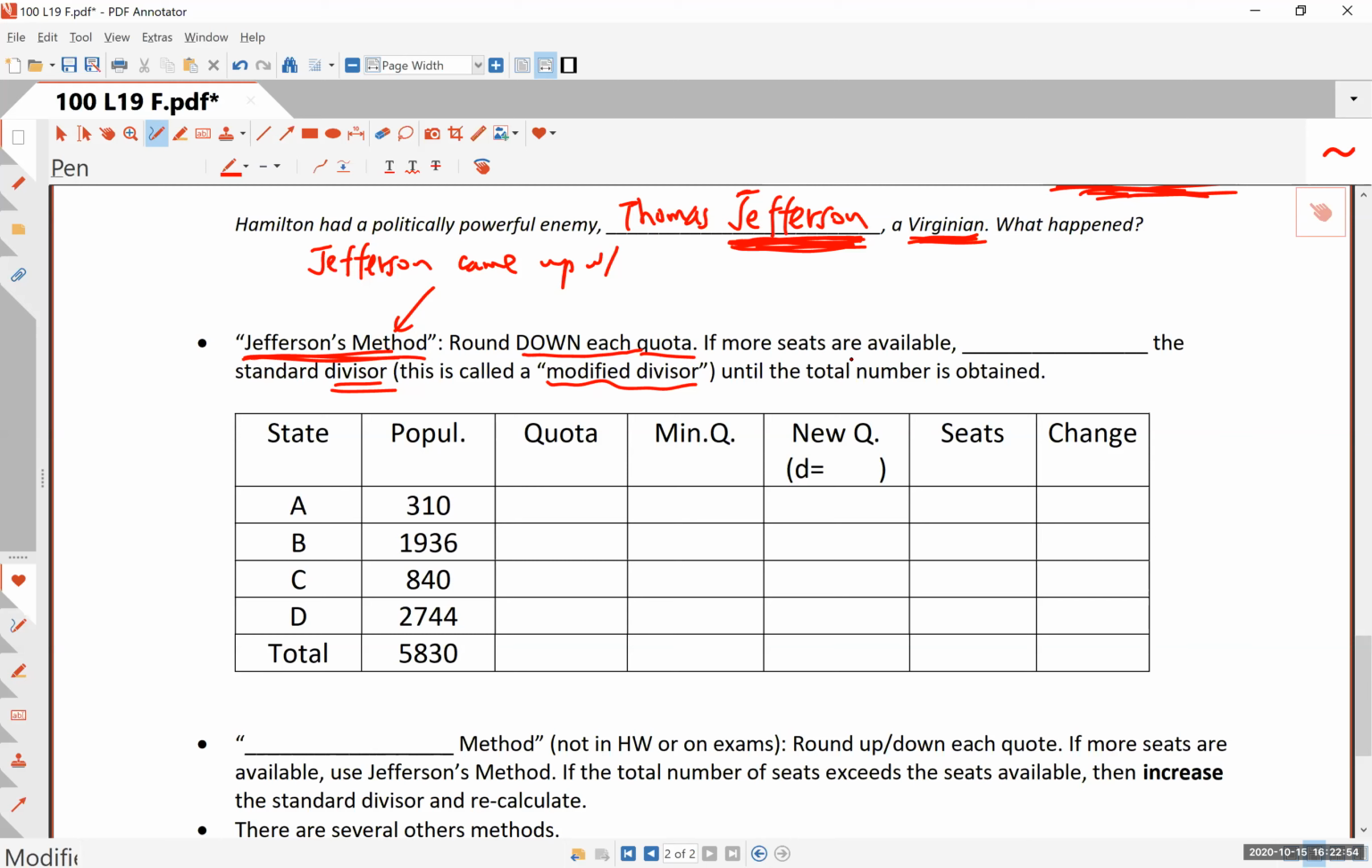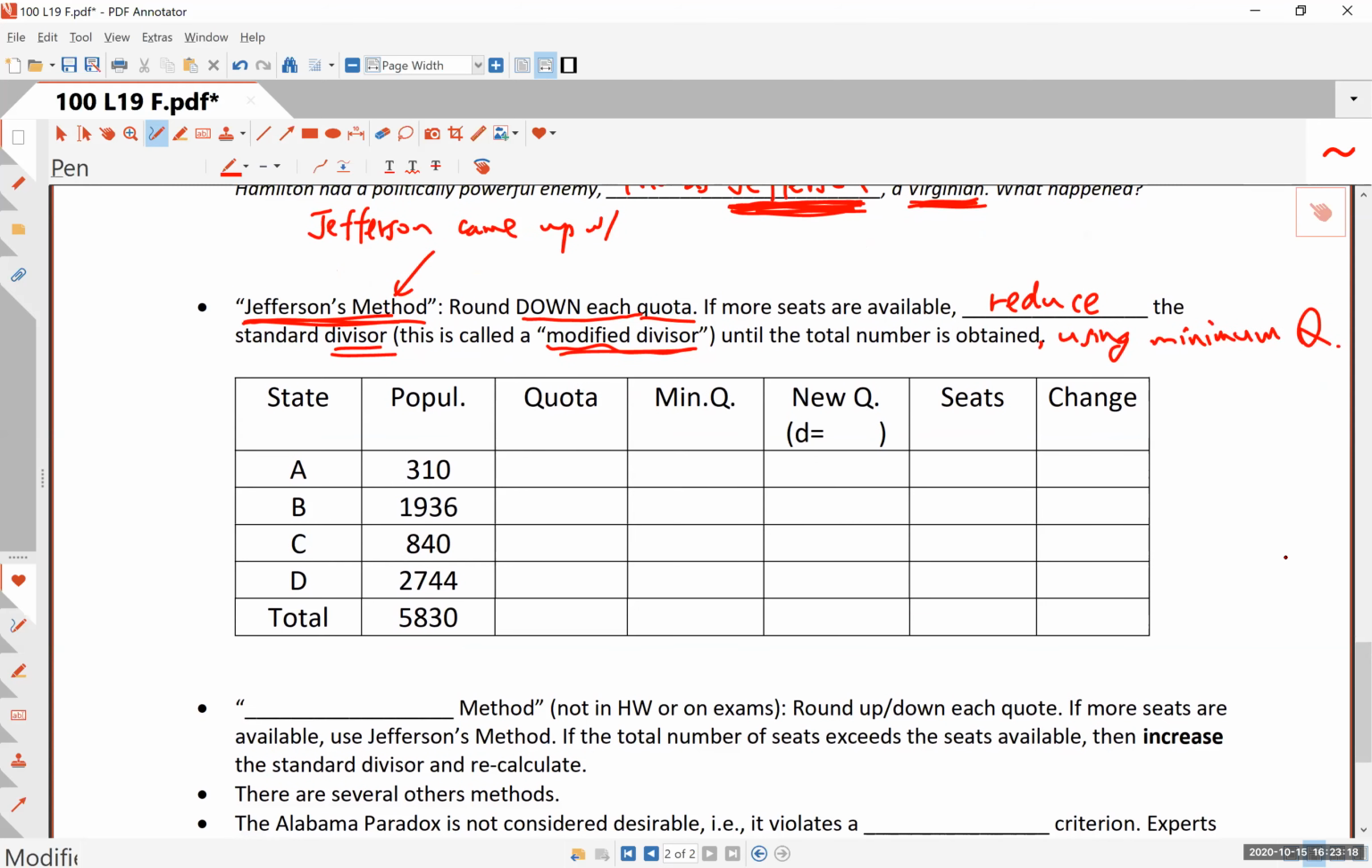If more seats are available, then you start messing with that number D. Reduce the standard divisor, okay, to make it into a modified divisor until the total number is obtained using that minimum quota. All right, so again, let me explain just a little more. These are the same numbers as before.